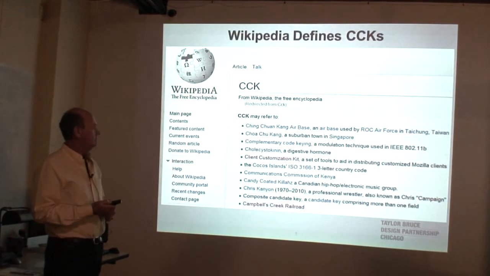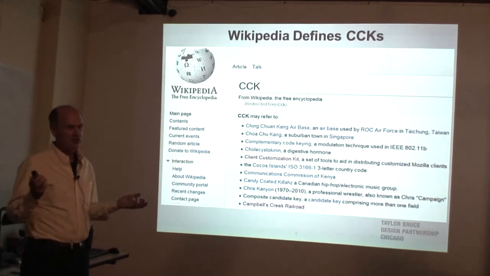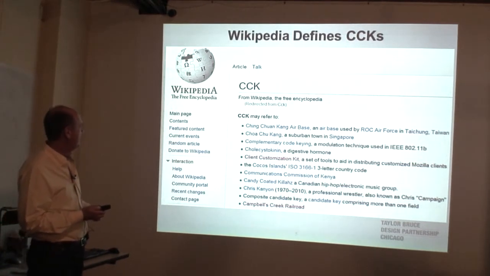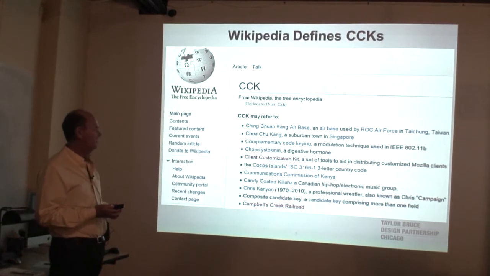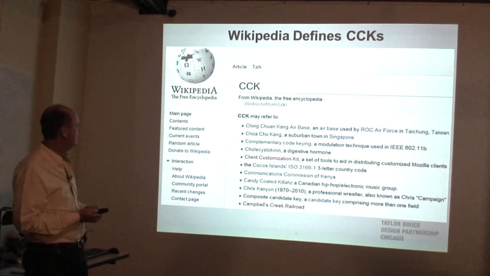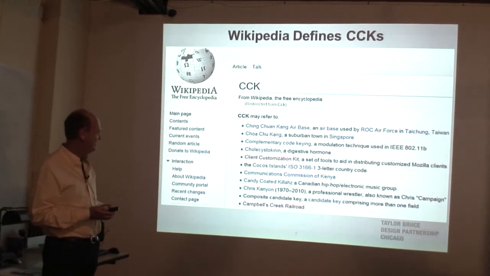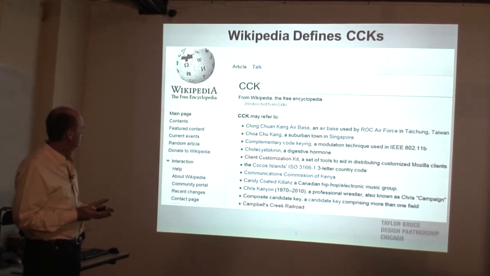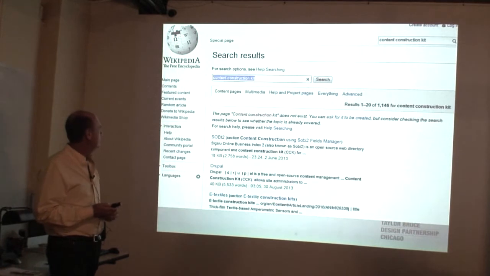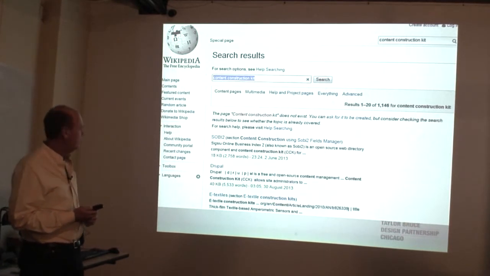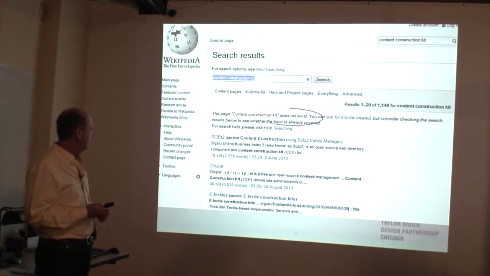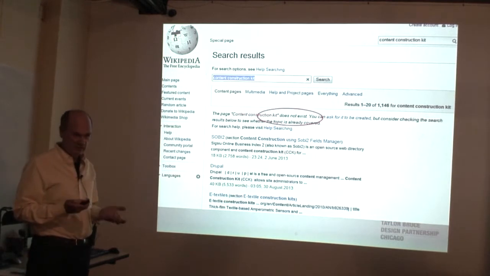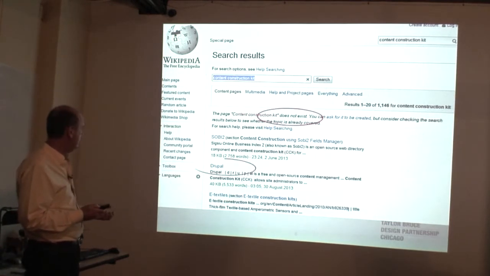So I went to Wikipedia, the place of all knowledge, and I looked for CCK, and what did I find? I found Ching Chuan Kang Air Force Base. I said, okay, all right. So they probably are looking for me to type in content construction kit. So I typed it in, and it doesn't exist. But there are some references to other stuff, one of which was Drupal.